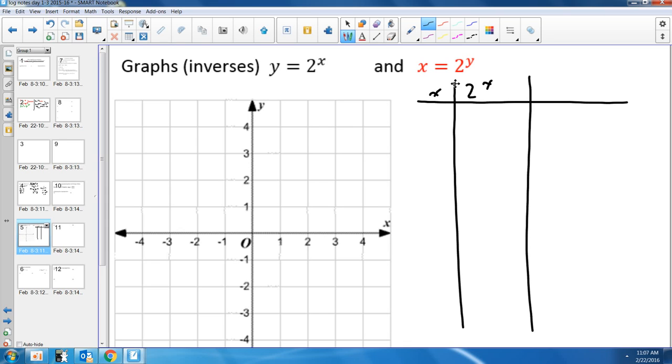All right. By putting in x, again, I want to pick easy x's. So if I use -2, this is going to be 2 to the -2, or 1/4. 0, 2 to the 0, which is always going to be equal to 1. One gives you 2, and 2 gives you 4. So that's just a few points, and then when I graph them, it's going to look like this.